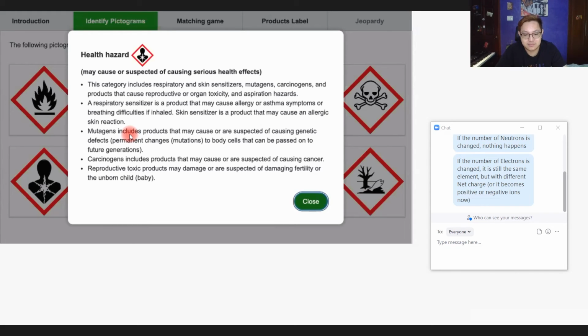Carcinogens include products that may cause or are suspected of causing cancer. Reproductive toxic products may damage or are suspected of damaging fertility or the unborn child.